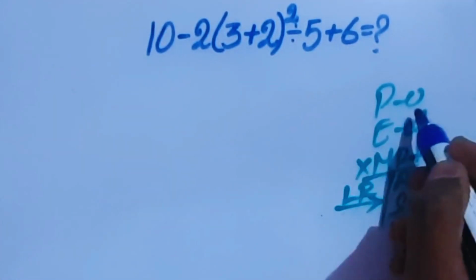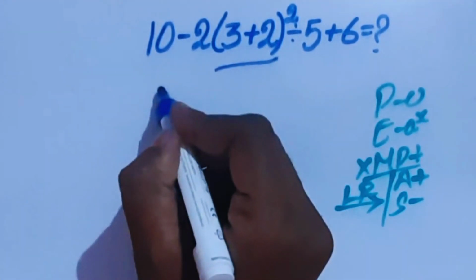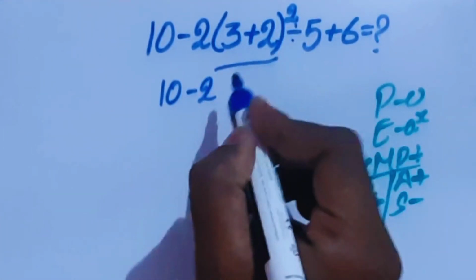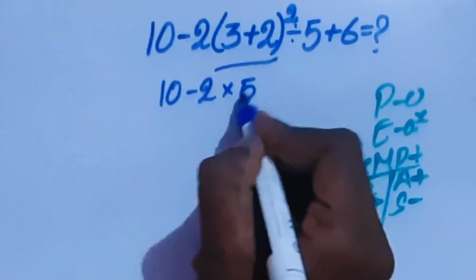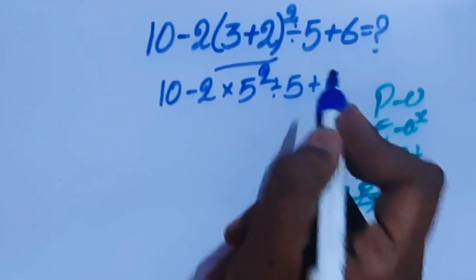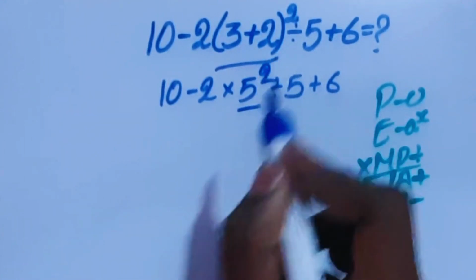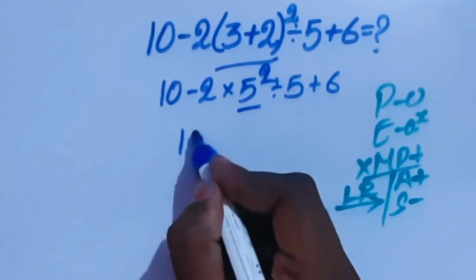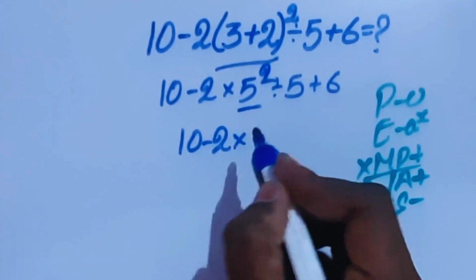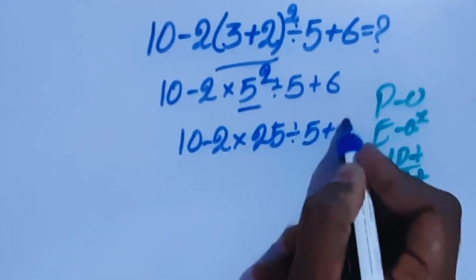Here as per the order of operations PEMDAS, the bracket is higher priority, so we have to do the bracket before any other operation. So 10 minus 2, the bracket 3 plus 2 is 5, to the power of 2, divided by 5 plus 6. The next priority is the exponent, here 5 to the power of 2, so we have to do this before any other operation. So 10 minus 2 times 5 to the power of 2 is 25, divided by 5 plus 6.